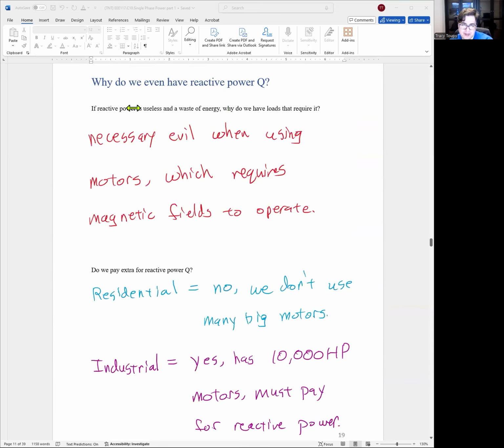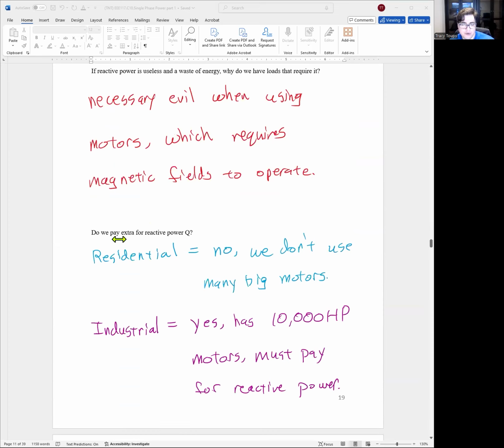So yeah, I kind of answered my own question, right? Reactive power is useless and wastes energy. Why do we have it? It's a necessary evil when using motors, right? Here's a good question: do we pay extra for reactive power?